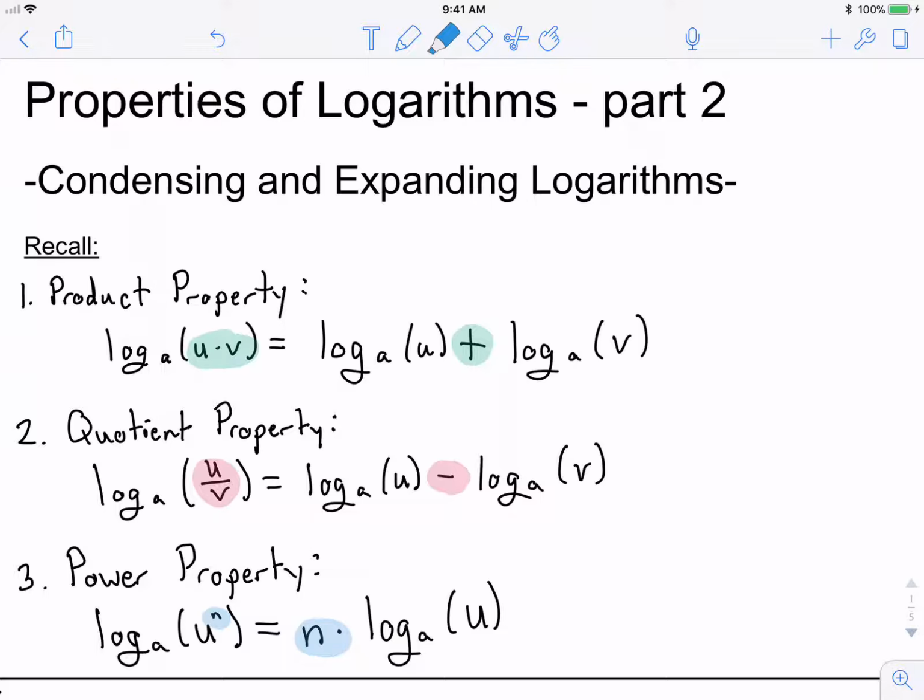So we take a log and we break it apart, and we can turn it into addition and subtraction, or we can go backwards. If we have two logs that have been added together, we can squish them together and just make one log with multiplication on the inside. With these rules, let's see how we can start to condense and expand logarithms by looking at a couple examples.